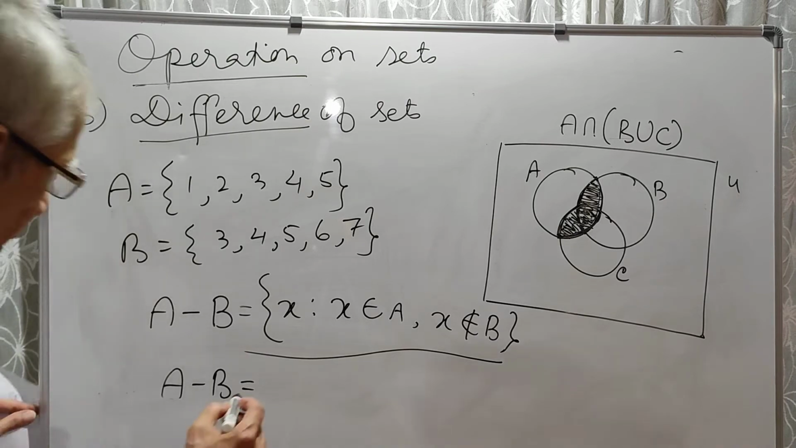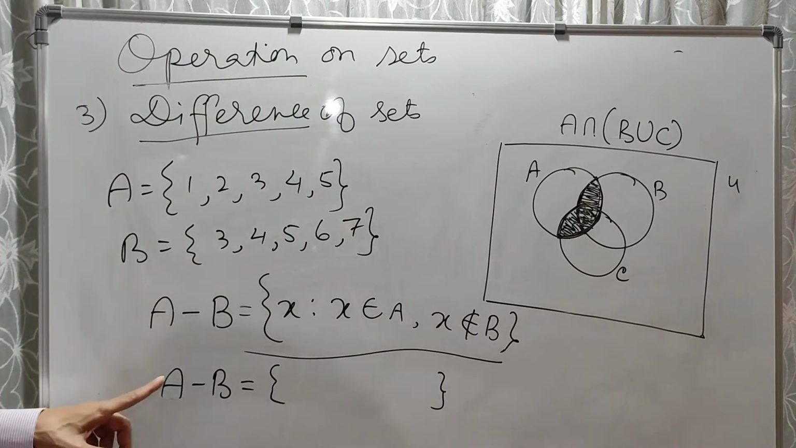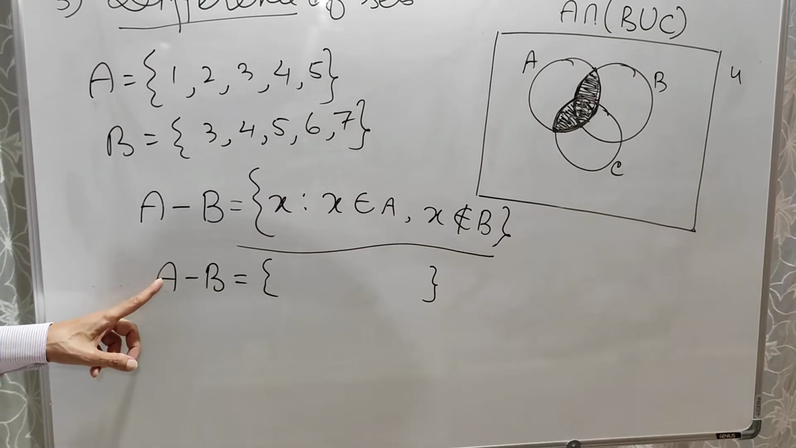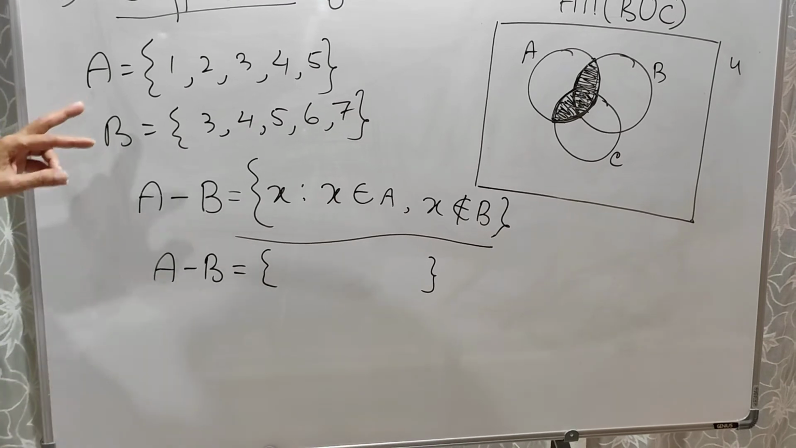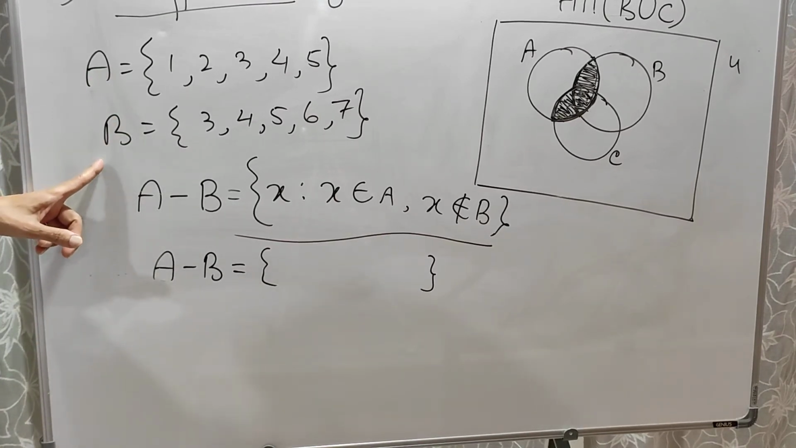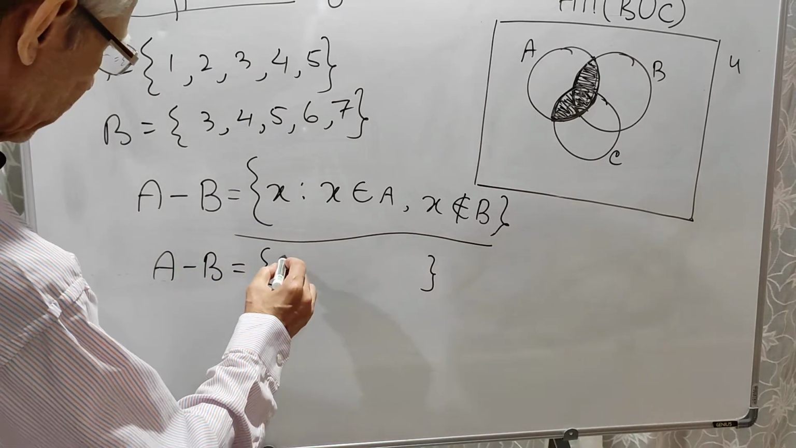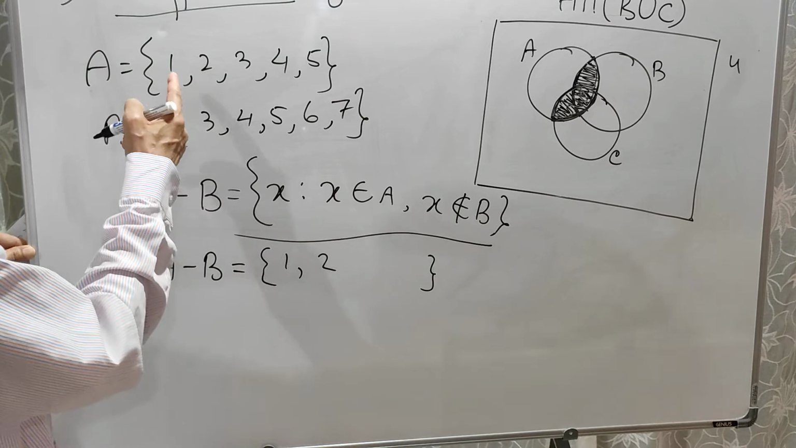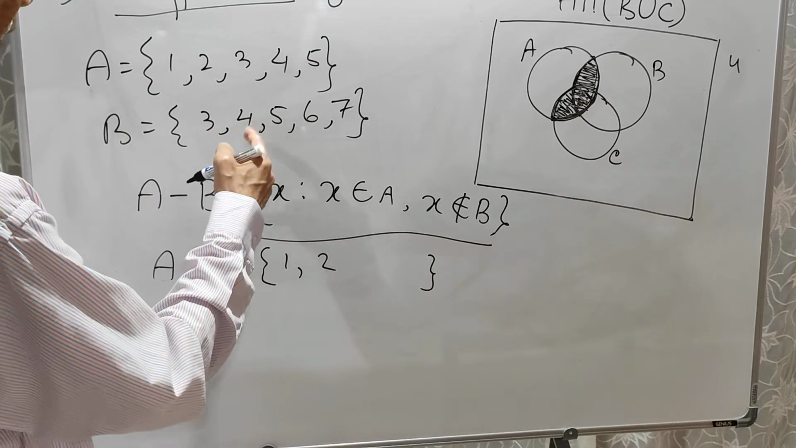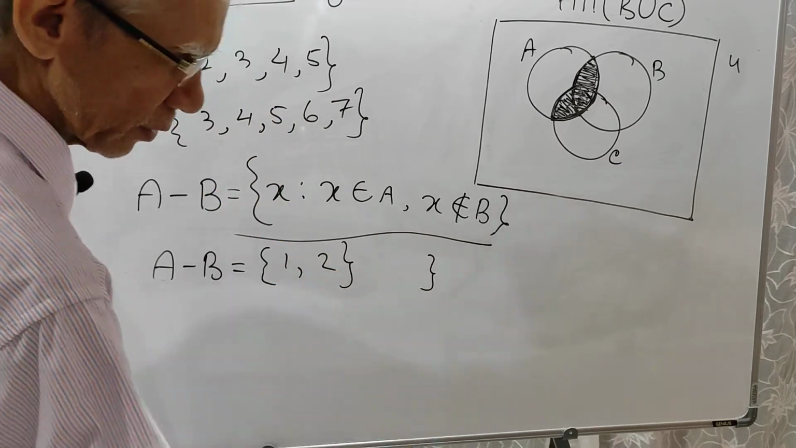A minus B will be what? Elements belonging to A but not belonging to B. Which elements belong to A but do not belong to B? 1 is not there, 2 is not there, and 3 is there, 4 is there, 5 is there. So only 1 and 2.